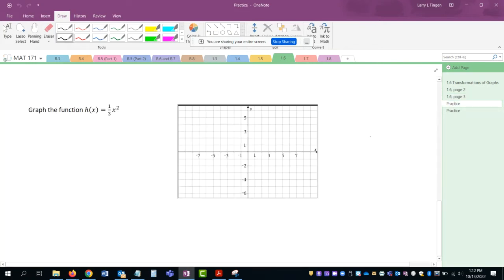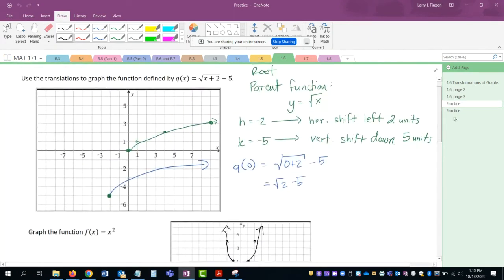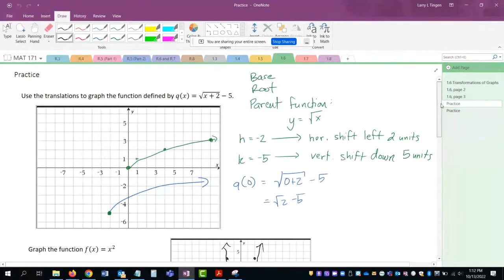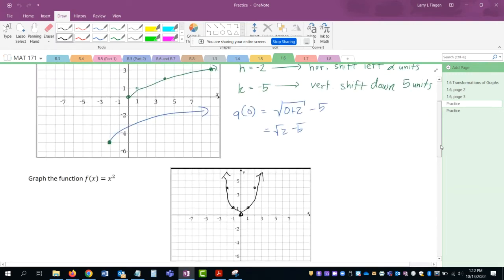So the next page, we were told to graph the function h of x is equal to 1/3 x. We were told to do a bunch of stuff. So here are the two. The base graph is the green one. And then what did we do? We went left 2 and then down 5. The graph doesn't change shape. It just moves, right? It's got the same rate of change.